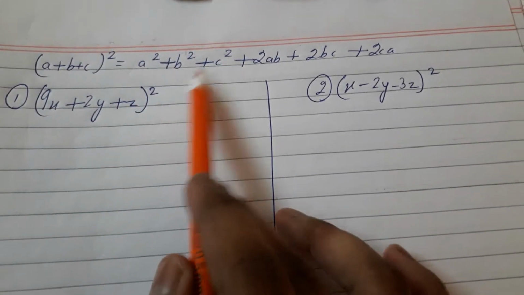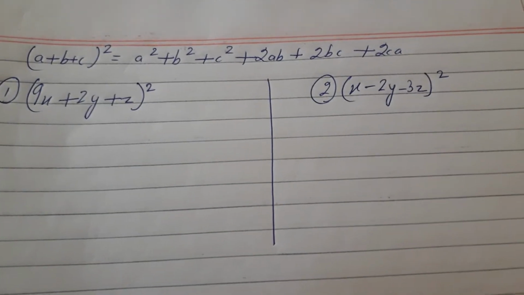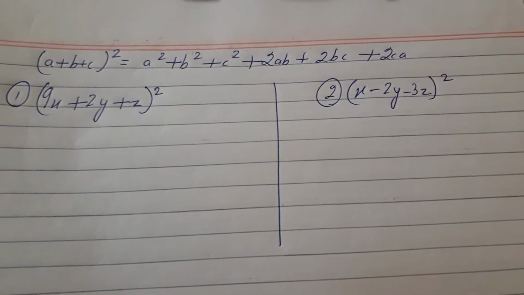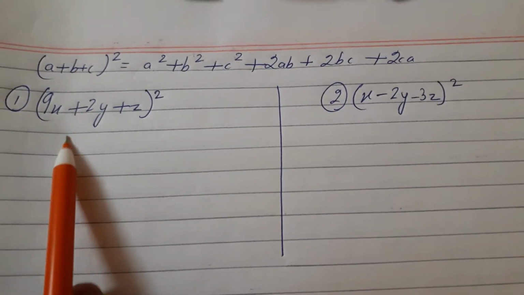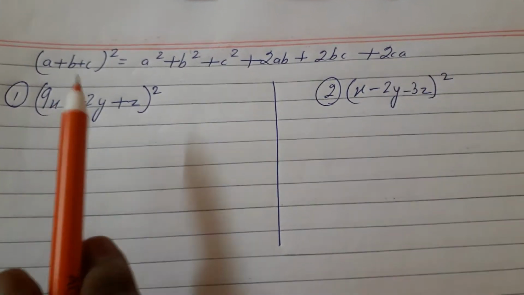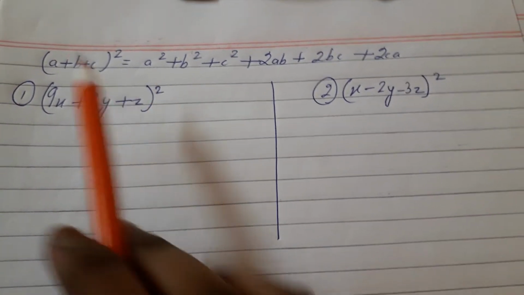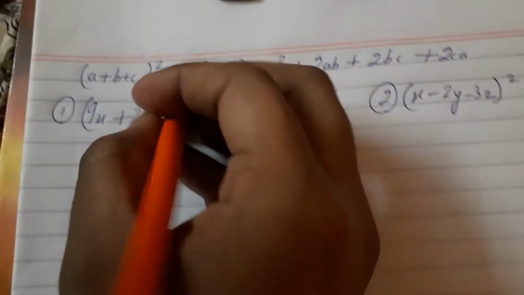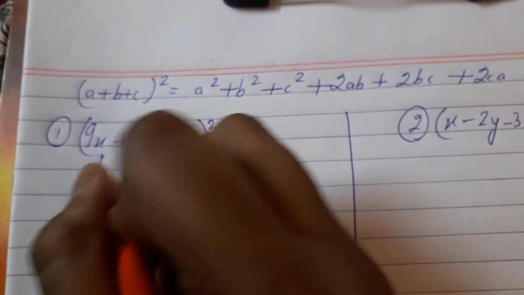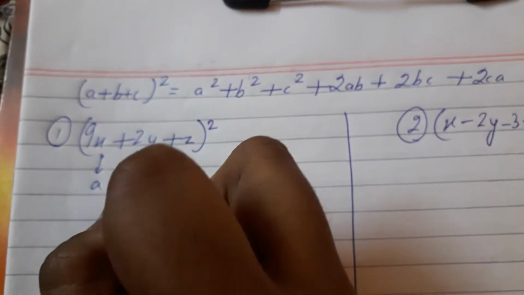a square plus b square plus c square plus 2ab plus 2bc plus 2ca. Now see, the first one is already given to you, that is (9x + 2y + z) whole square. Now after comparing with it we will get 9x will be your a, 2y will be your b and z will be your c.